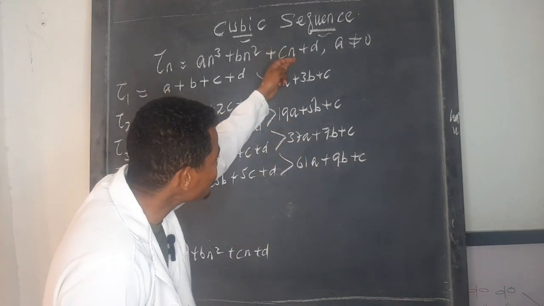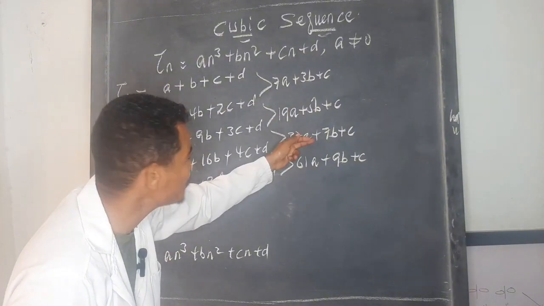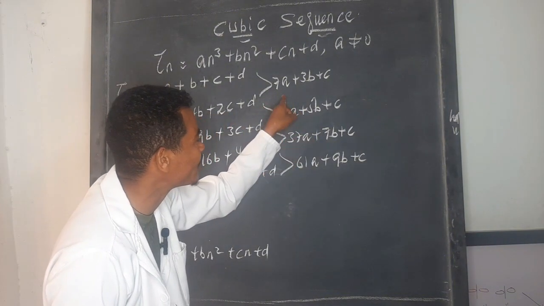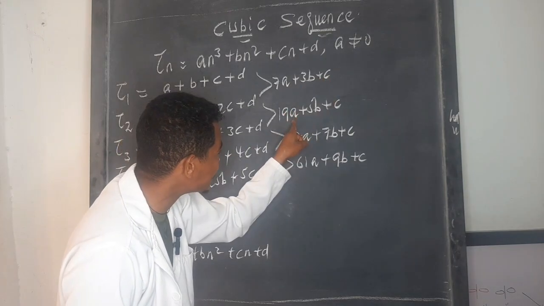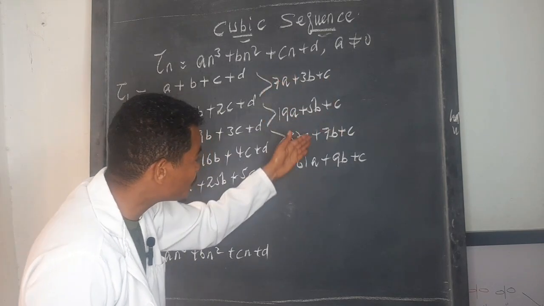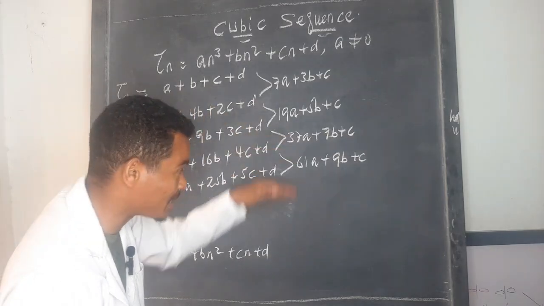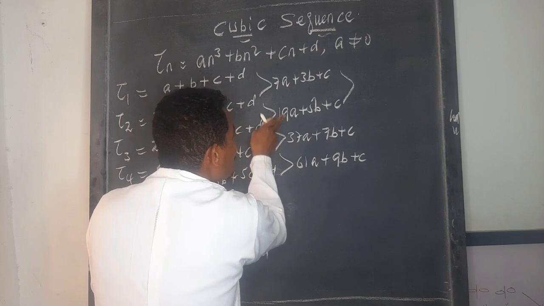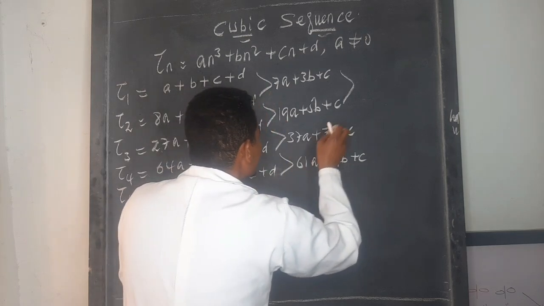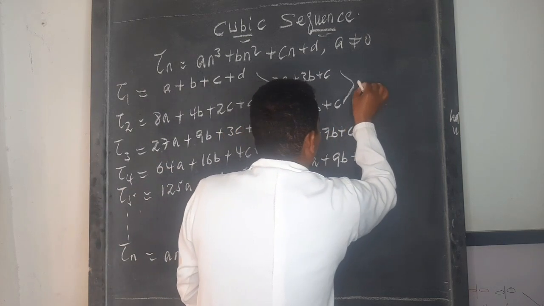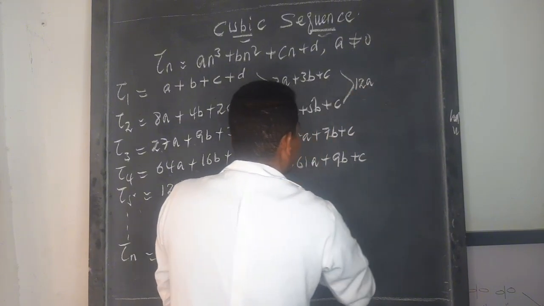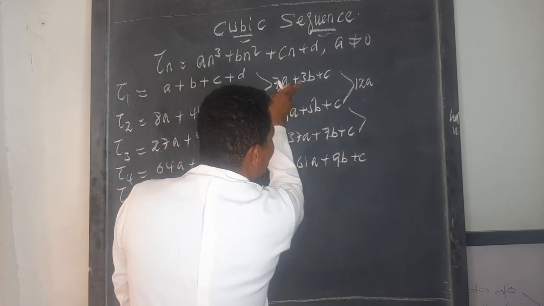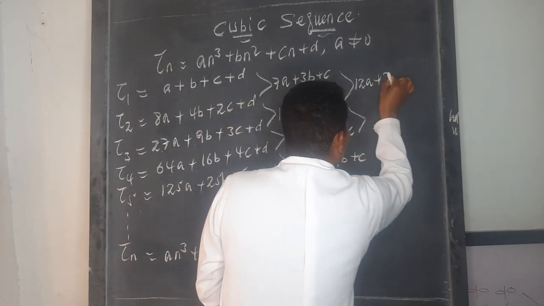Now, if these were constant or the same, the sequence would be a linear sequence. But in this case, it is not the same: 7a plus 3b plus c, then 19a plus 5b plus c. So this is not constant, so it's not a linear sequence. Let's pass to the next difference. 19a minus 7a is 12a, right? 12a. And 5b minus 3b is 2b.